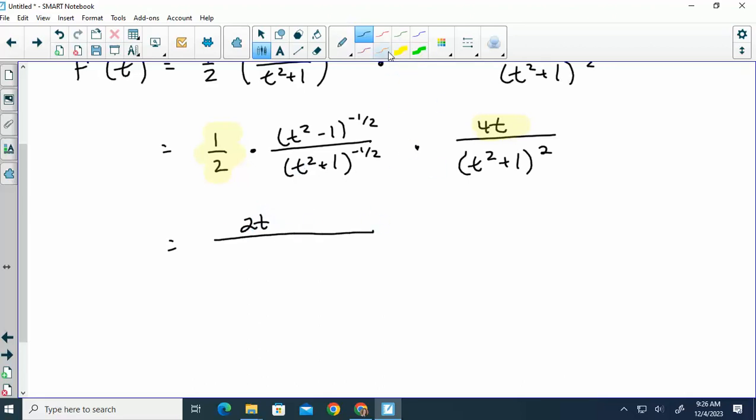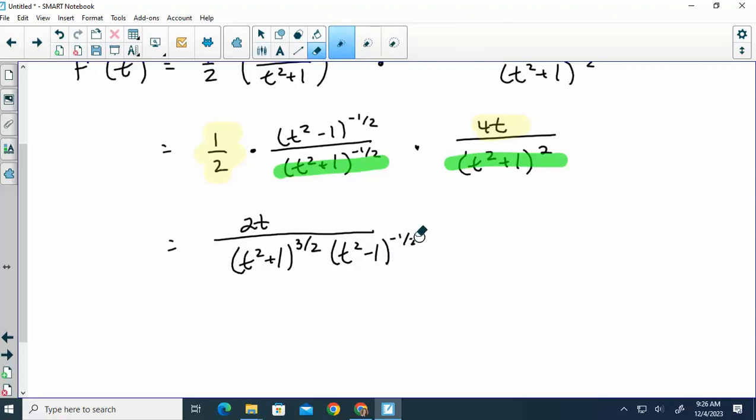If you put these together, when you're multiplying, you add exponents. So that's t squared plus 1. Negative 1/2 plus 2 is a positive 3/2. And then we still have this one. On my answer, I went ahead and brought it to the bottom because the negative exponent goes down to the bottom. If you left it on the top with a negative 1/2, I would not have counted that wrong. That would also have been okay. But that's how I got the answer I gave.